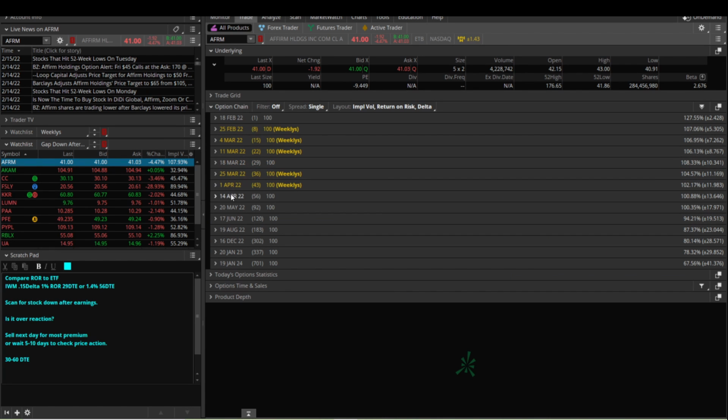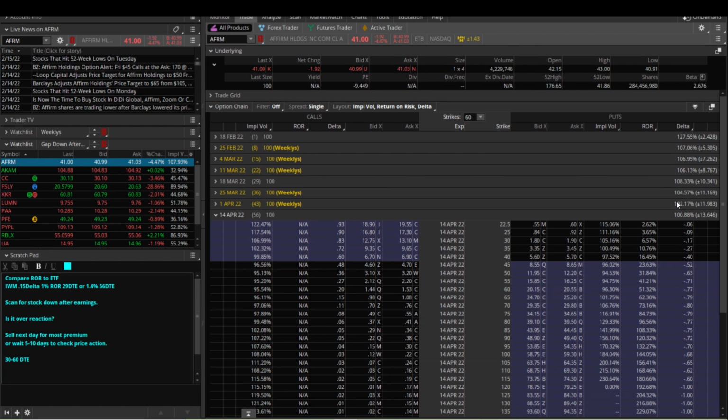If we want to go to the 56 day, the 17 delta is paying almost 6%. So if we wanted to try and beat this 1.4% in IWM, we can go actually all the way. Let's just pull up all.